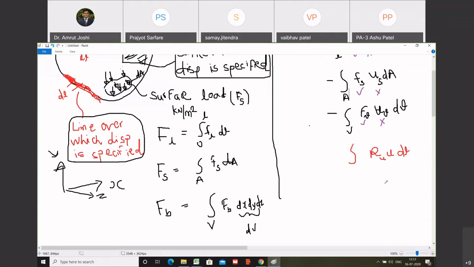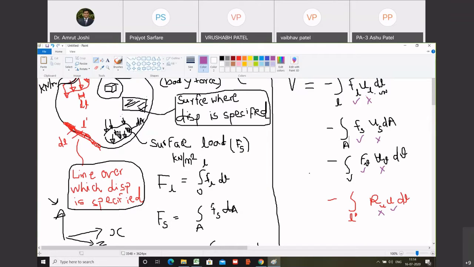So ru into dl is the small reaction corresponding to length dl, multiplied by u, and its integration over the length l, or let me call this total length as l dash here. So over the l dash over which this displacement is specified, this is going to give you the potential energy associated with reaction. Do you agree with me? Now, if the displacement specified is 0, then what happens to this term? This term vanishes.